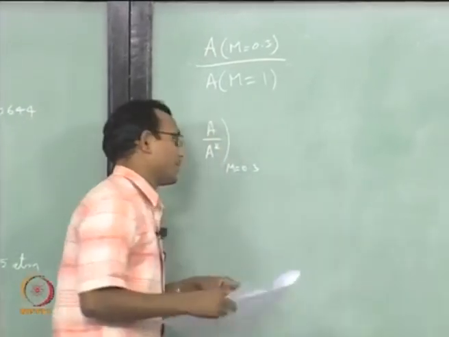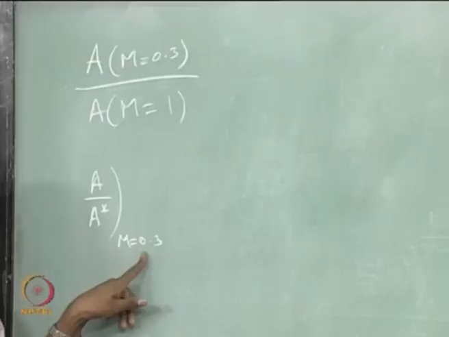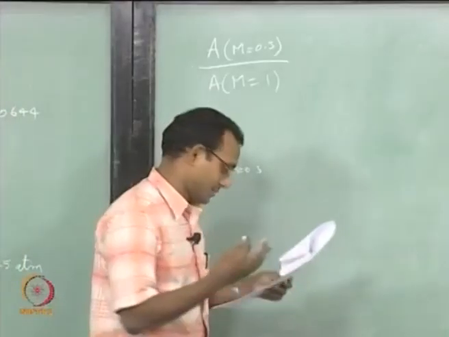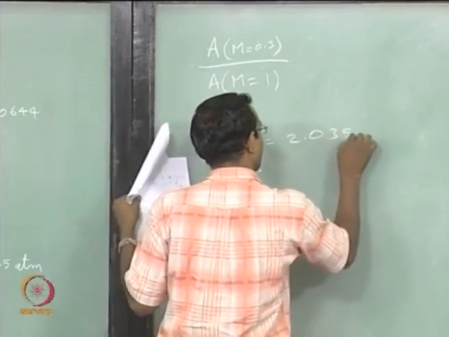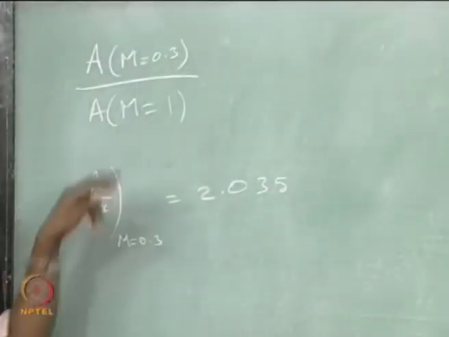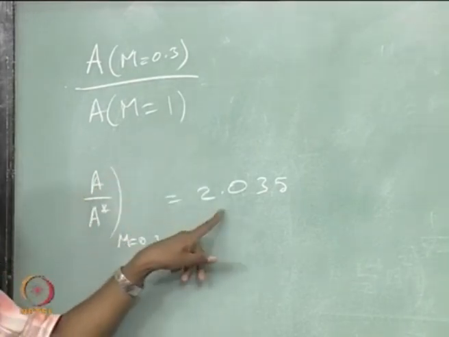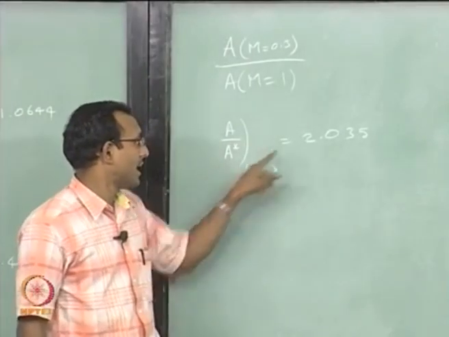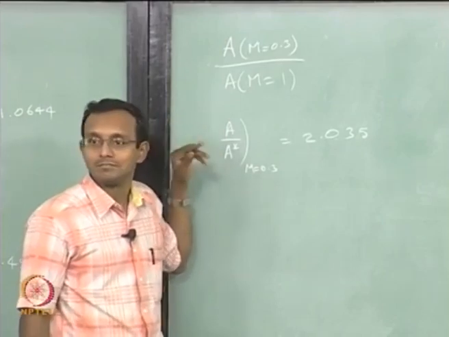Okay. So, instead of going and calculating that whole formula we derived today, I could just go and look up the table for gamma equal to 1.4, Mach number 0.3. The tables will directly give you the answer, 2.035. Okay. So, from Mach number 0.3 to 1, my area is going down by a factor of 2, right. The new area is half of the previous area, okay, that is what is happening roughly.